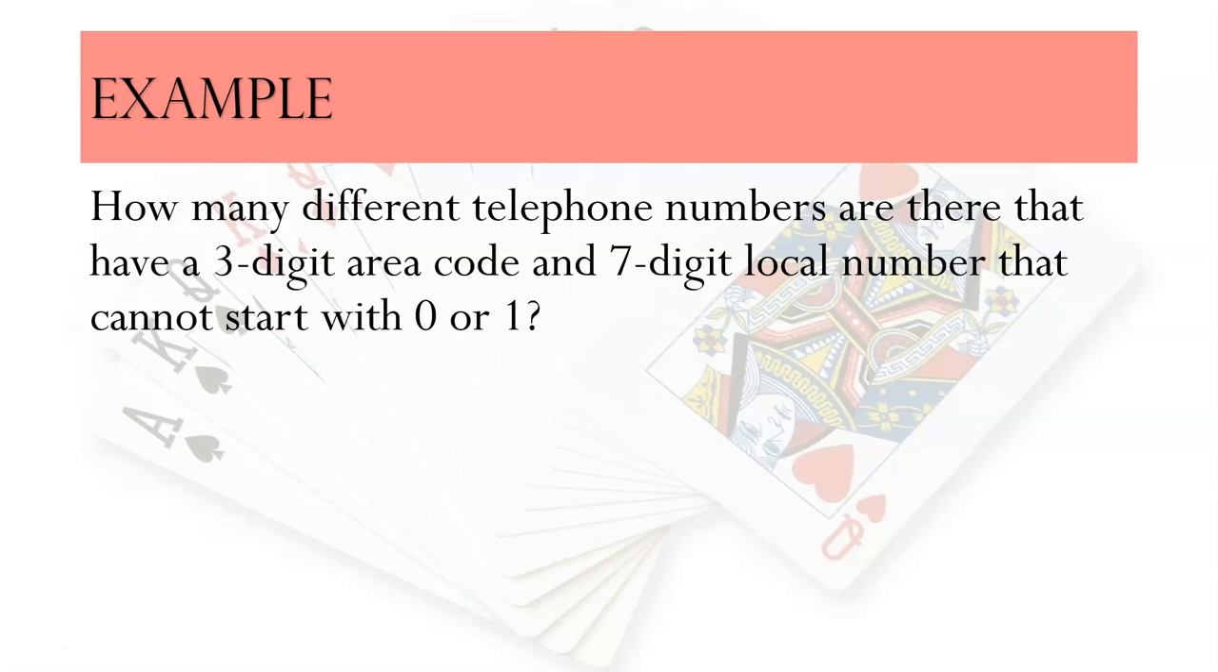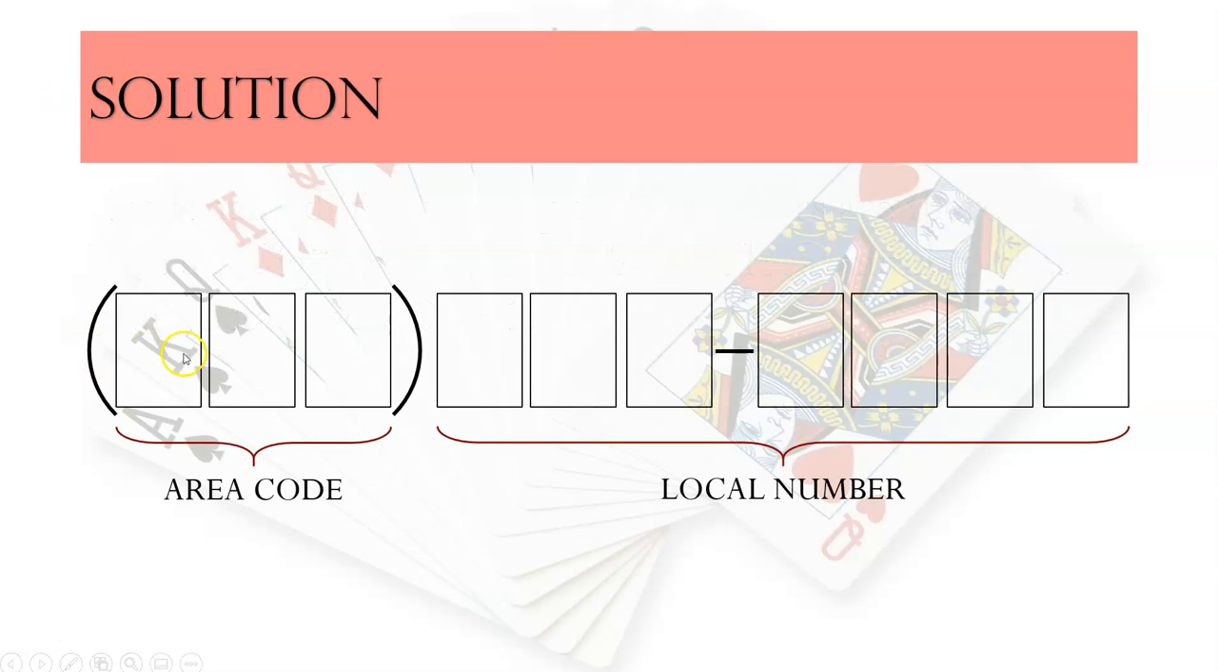And then the next one, how many different telephone numbers are there that have a 3-digit area code and a 7-digit local number, but they cannot start with 0 or 1? So here's your picture of all the different ways that this could happen. For the area code, we can't start with a 0 or a 1, which leaves 8 other digits that could be. It could be 2 through 9. The other 2 spots on the area code have no restrictions, so there's 10 choices for each of those.